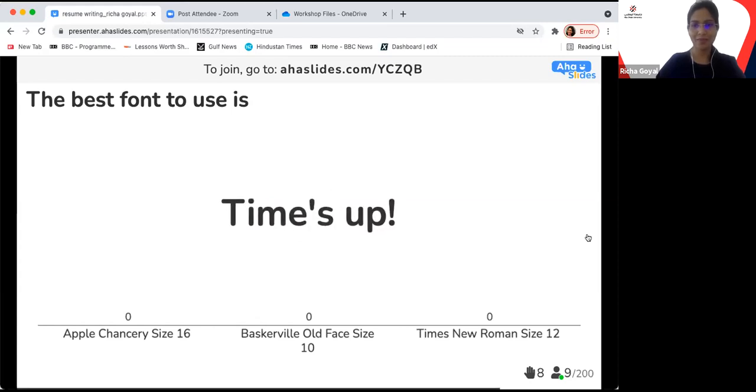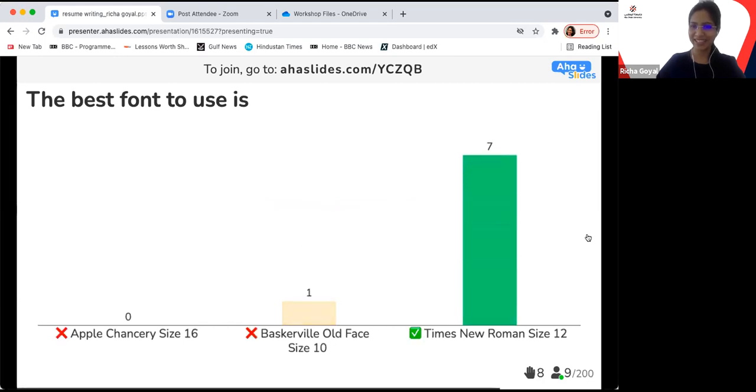And time's up. Well, all of you know it has to be Times New Roman. Baskerville, no. Do not use decorative fonts. Your resume should look very, very professional. Some people use Arial or Calibri, but Times New Roman is still the best because it's a serif font. A serif font has small lines at the end of letters, and it is said that a serif font is easier to read. It's the most reader friendly. So always use a professional serif font, and Times New Roman is the best for that.